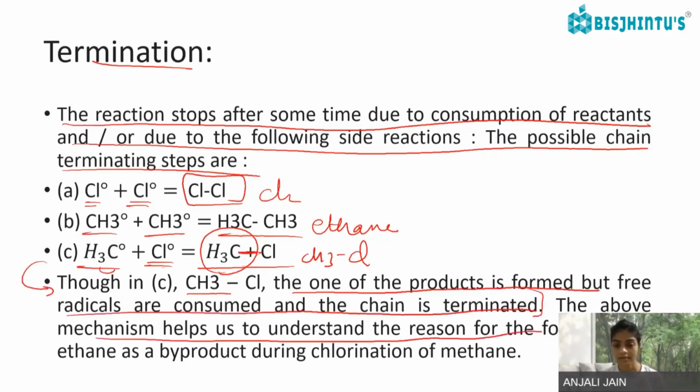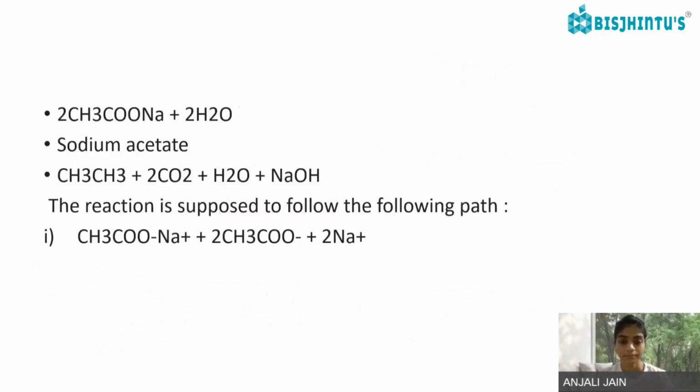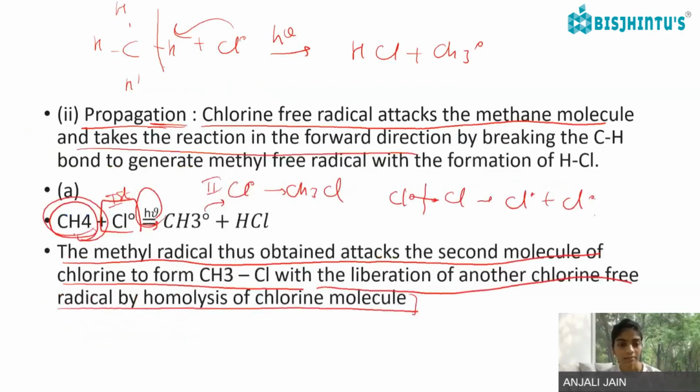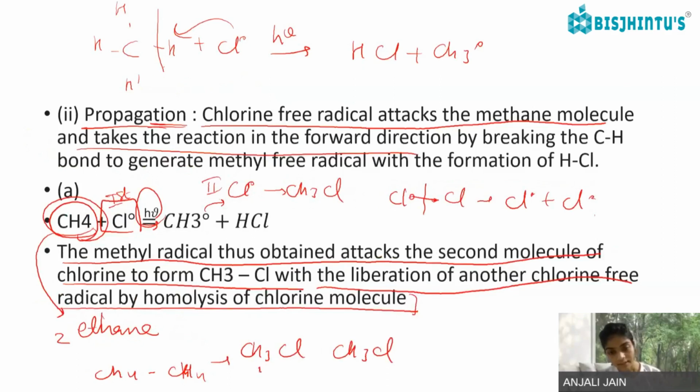The above mechanism helps us to understand the reason for the formation of ethane as the byproduct during chlorination of methane. It happens with the free radical mechanism, in which the methyl free radicals at the end of the termination form the ethane molecule. So we can say that in the initiation reaction, when the chlorine free radical was generated, it reacts with the methane molecule. Two methyl radicals are generated, which on reaction give CH3-CH3, or C2H6, which is ethane.